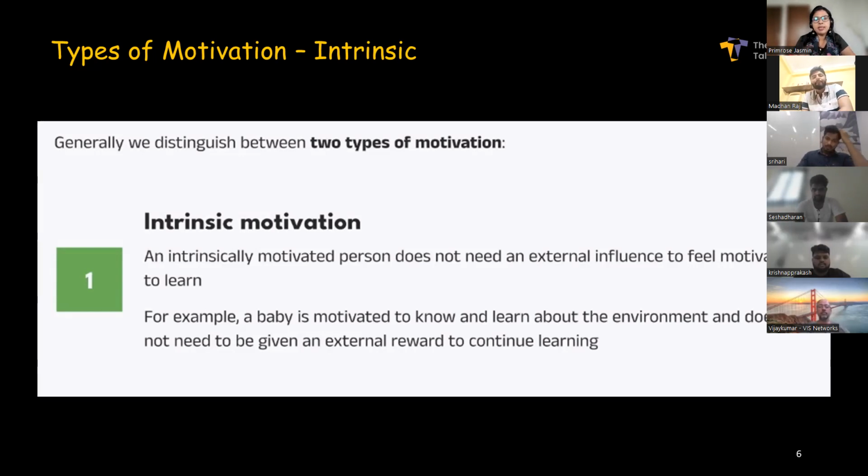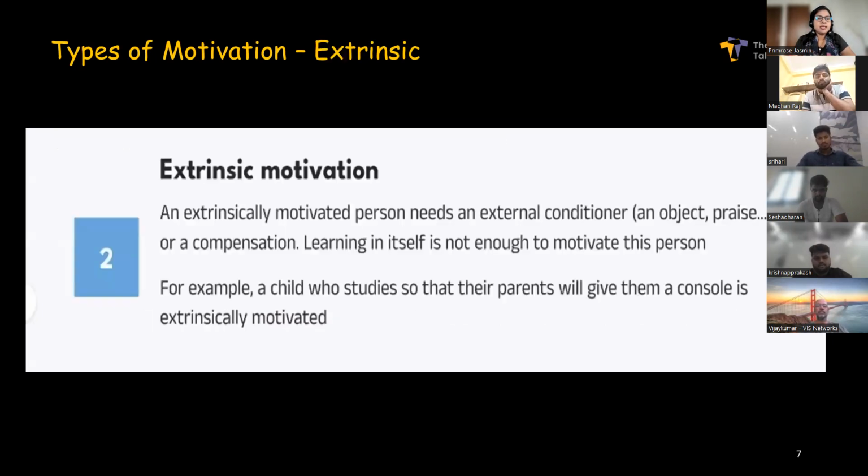It comes from him, but the internal motivation I have is that I am excited to put something new. So that's the internal motivation, and one such example is already given there. The second one is extrinsic motivation, because of some external factor, you're feeling motivated.